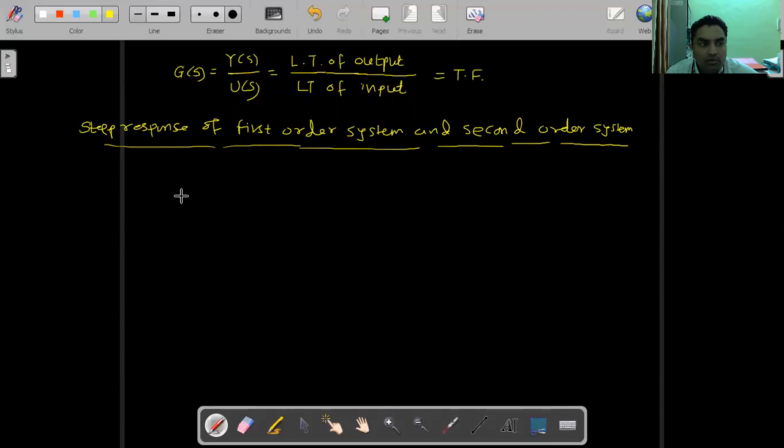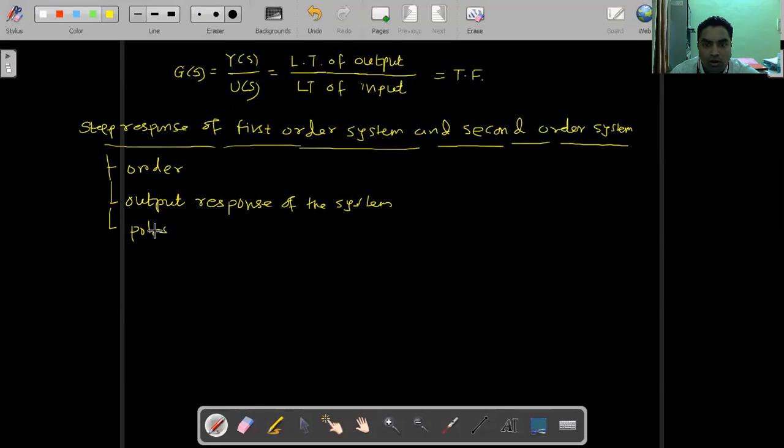Before we begin, we need to understand some terms, and those terms are order of the system, output response of the system, poles of the system, zeros of the system. These terms we need to understand before we begin with this topic. So let us see all these terms one by one.